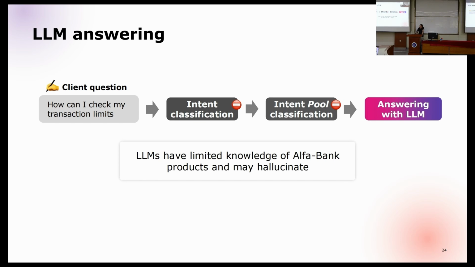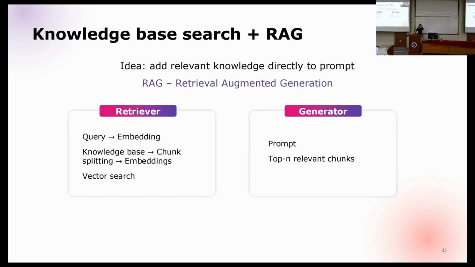So somehow we need to solve this problem. How can we deal with hallucinations? The first idea is to add some knowledge. In every company, there is internal knowledge base. Usually it is a set of documents, a set of articles. Those articles are describing bank products. And the simplest idea is to just concatenate all these documents and put them directly into the prompt.